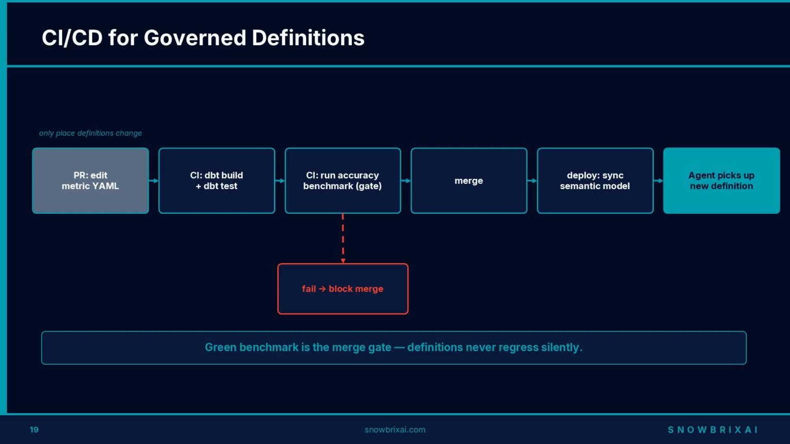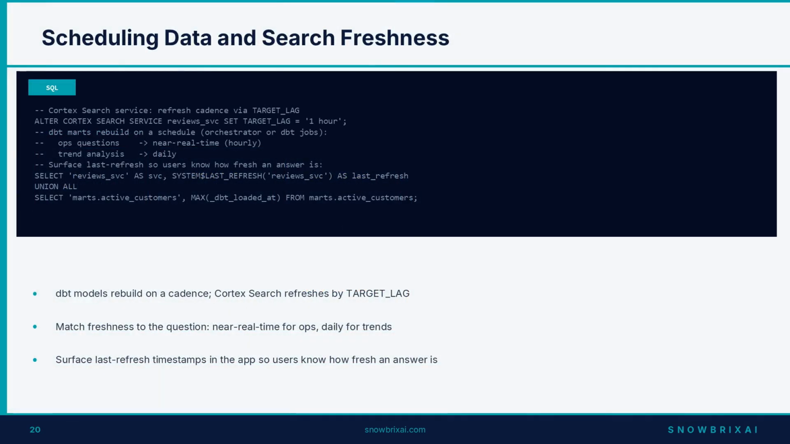The pipeline runs DBT build, DBT test and the accuracy benchmark before anything merges. On merge, a deploy job syncs the Snowflake semantic model from those definitions. And a failed benchmark blocks the deployed definitions: never regress silently. A green benchmark is the merge gate. That is the discipline that stops accuracy drifting back toward 40.